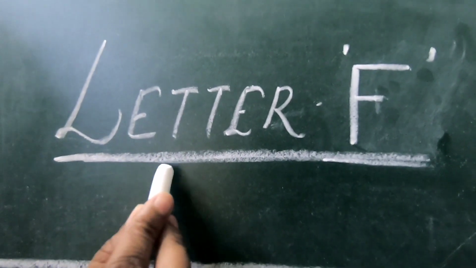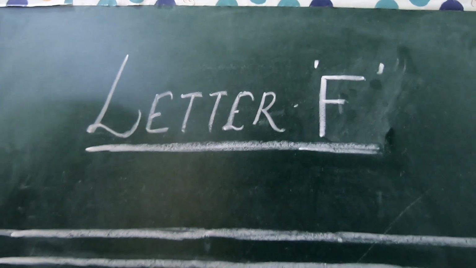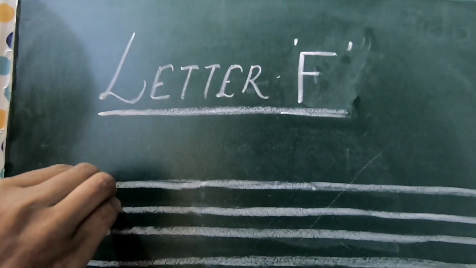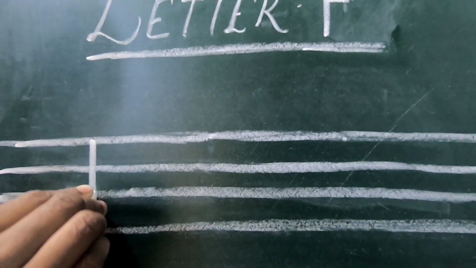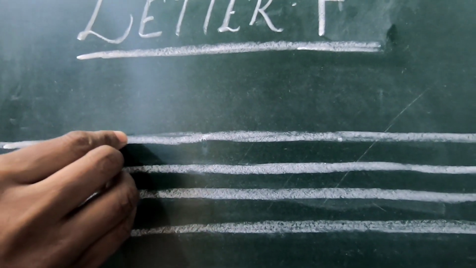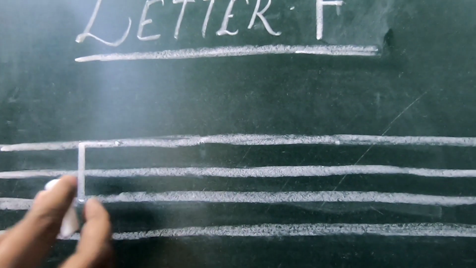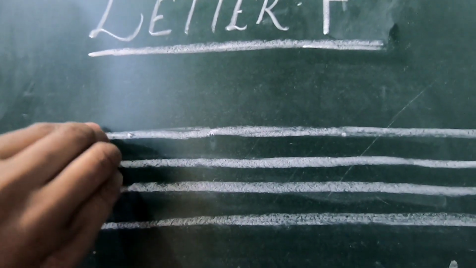So the next letter is F, capital F. Now we are going to write capital F. It's also very easy because we have already learned capital E. So make a standing line. Then from the front line make a slipping line. This line should be longer. And then make a short slipping line. Okay, once again I am repeating.